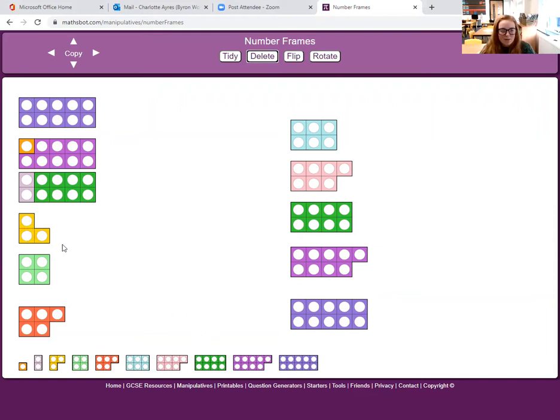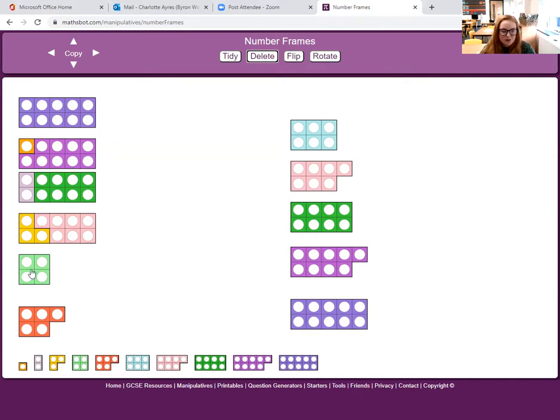3 plus how many more? Shout out if you know the answer. 3 plus how many more? 3 plus 7 more equals our whole, which is 10. Oh, need to flip that. There we go. So let's say our number bonds so far. 0 plus 10 more equals 10. 1 plus 9 more equals 10. 2 plus 8 more equals 10. 3 plus 7 more equals 10.